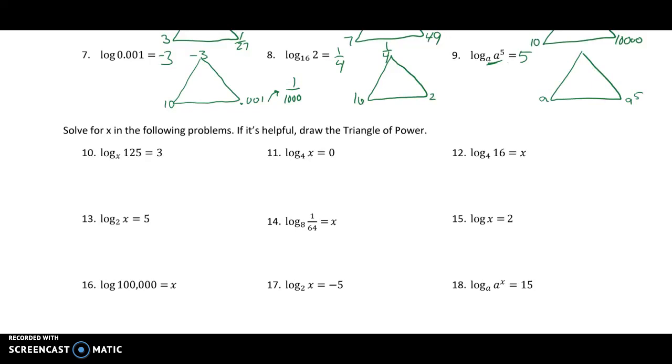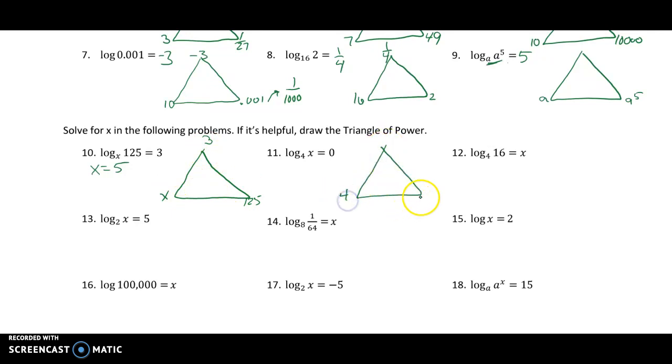Alright, some more problems here to help us with the triangle of power. We've got different numbers in different spots again. So, I've got the x right here, the 125 is right here, and that's 3. So I'm asking myself, what to the 3rd power is 125? Well, in this case, x equals 5, because 5 to the 3rd power is 125.